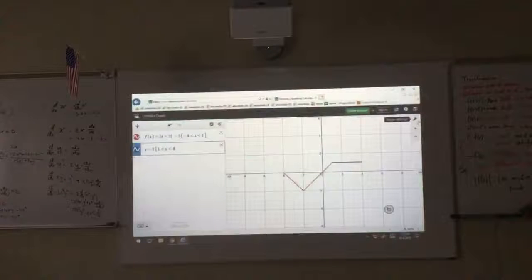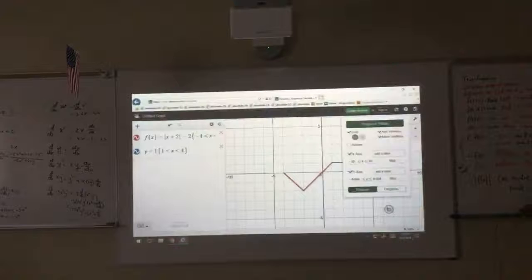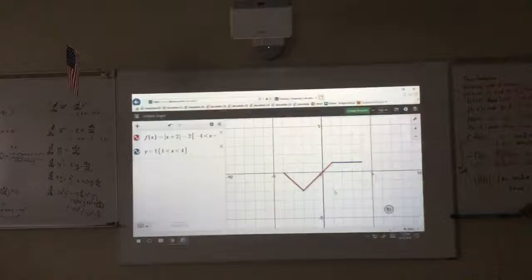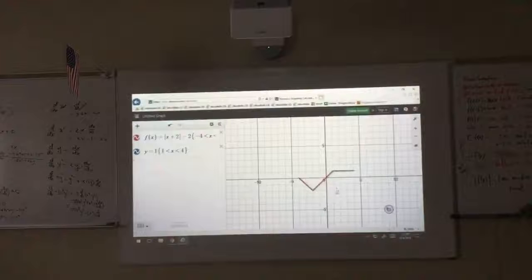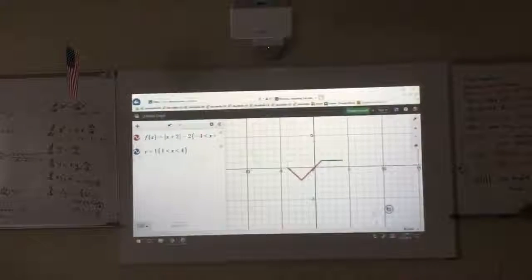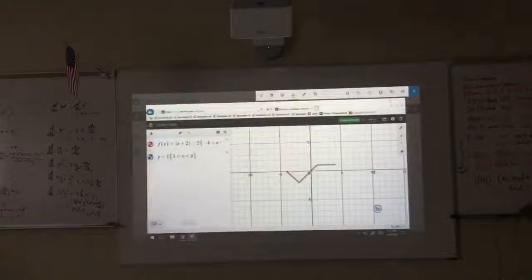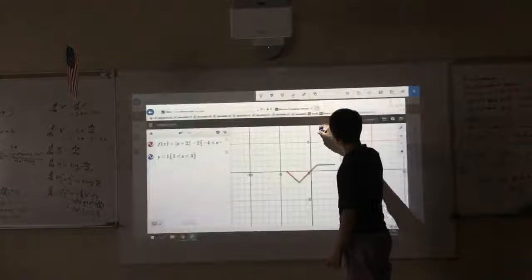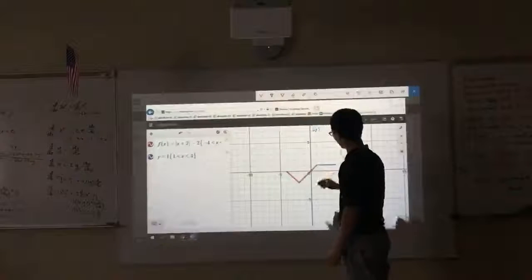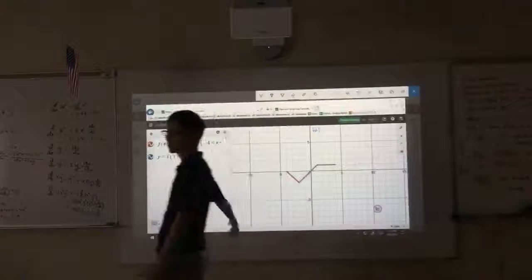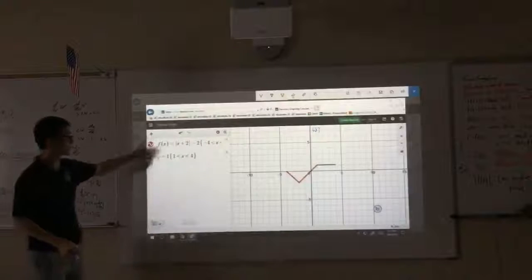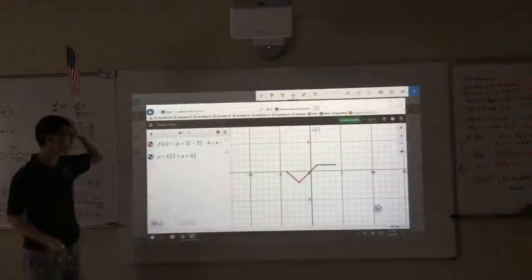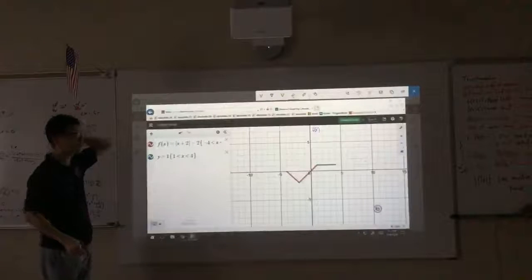I just built a piecewise function that looks like this, and we're going to go into project mode. We're going to zoom out a little bit to show you, and take a screenshot. Now we're going to call this graph f of x. This is the graph f of x, and it's built up this way. I should try to type in f of x here. So this is f of x.